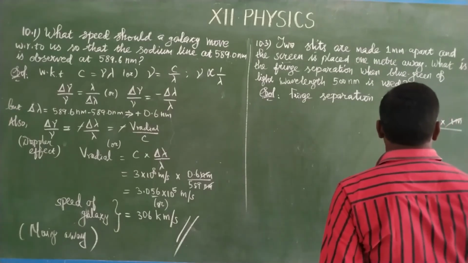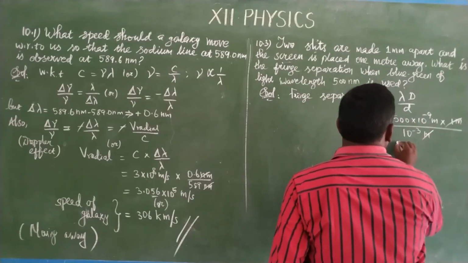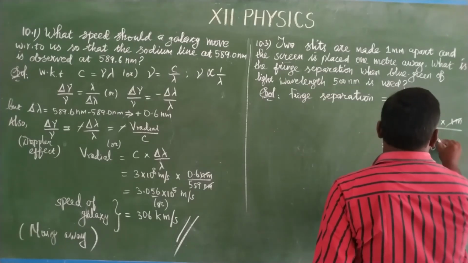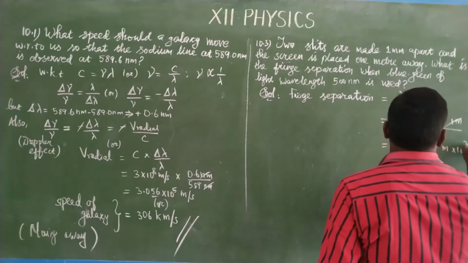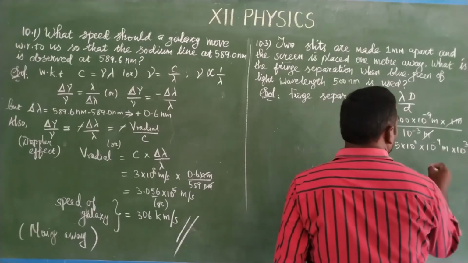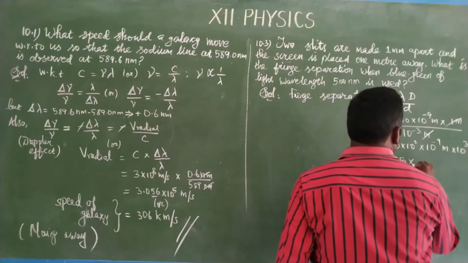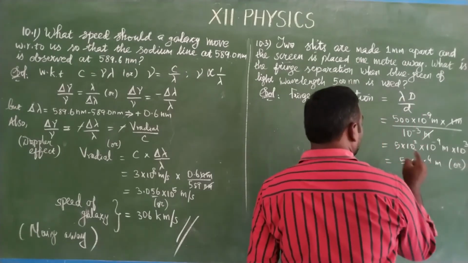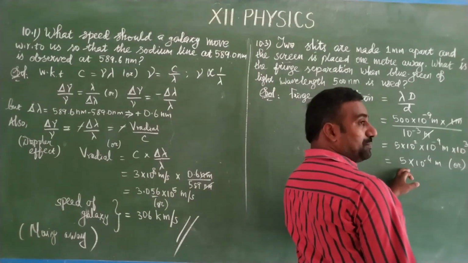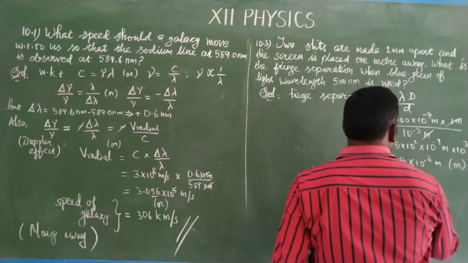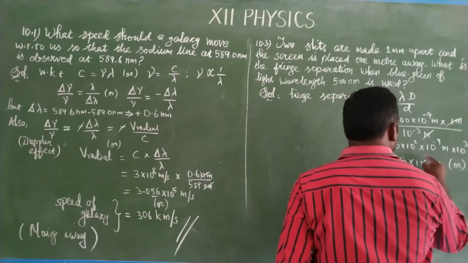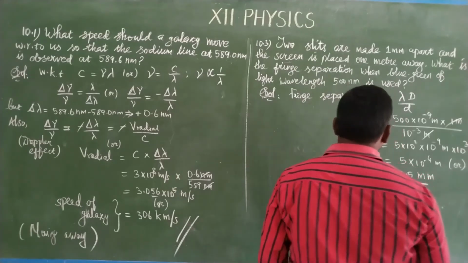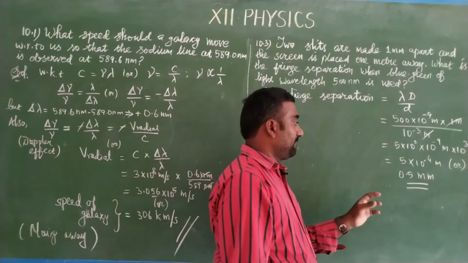So this meter and this meter cancel away. Then 500 is nothing but 5 into 10 squared, into 10 to the power minus 9 meter, into 10 to the power plus 3, since the minus 3 goes to the plus 3. After simplification, it is 5 into 10 to the power minus 4 meter, or 0.5 into 10 to the power minus 3, that is, 0.5 millimeter. So this will be the fringe separation.